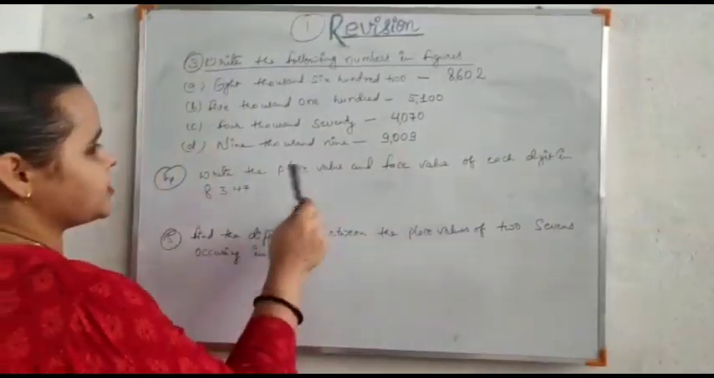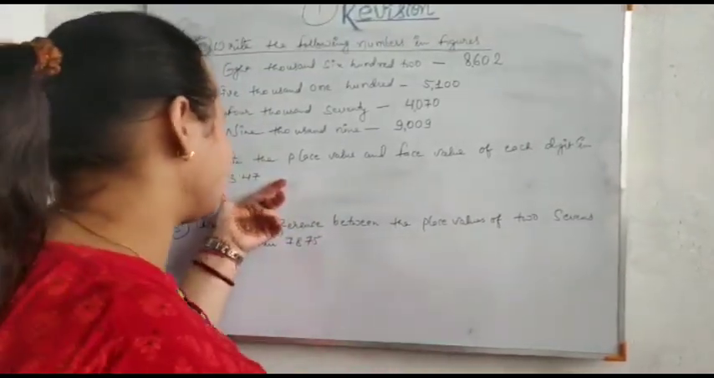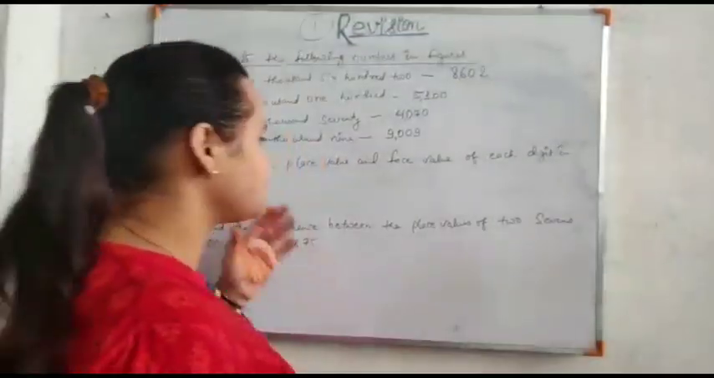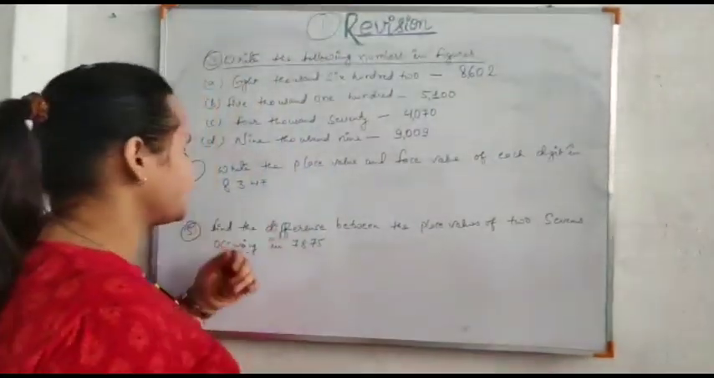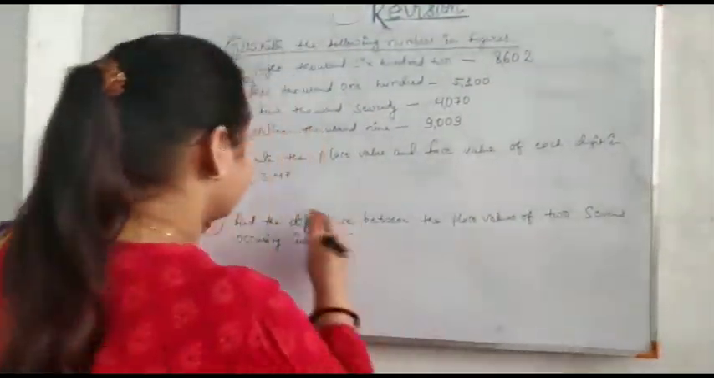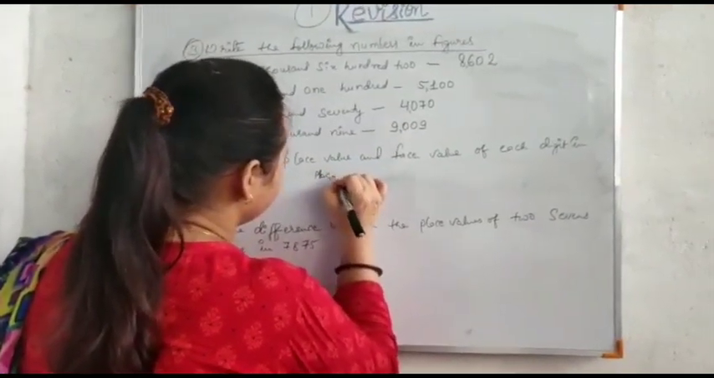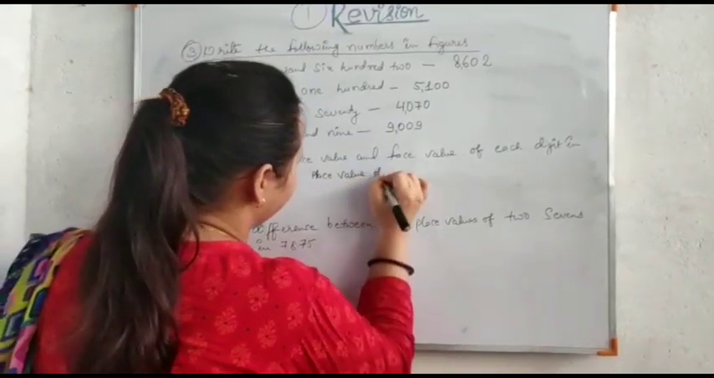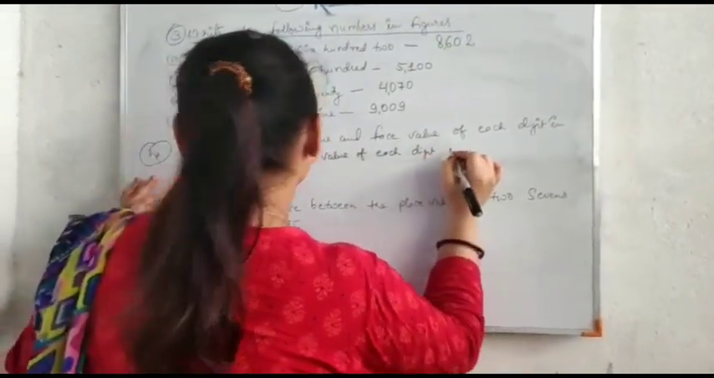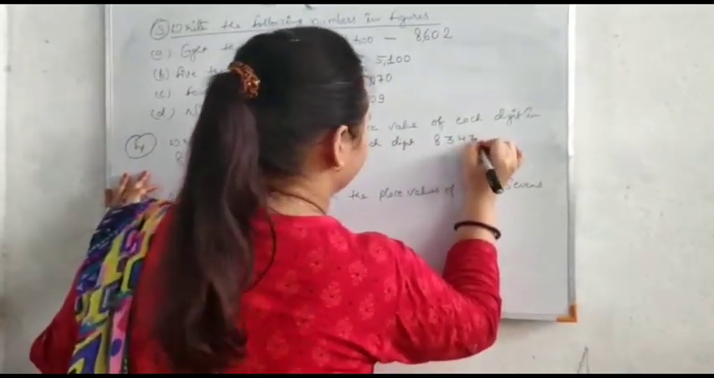Next question is write the place value and the face value of each digit in 8347. The place value of any digit is different and the face value of any digit is the same. The place value of each digit is according to their place. So we will write the place value of each digit in 8347.